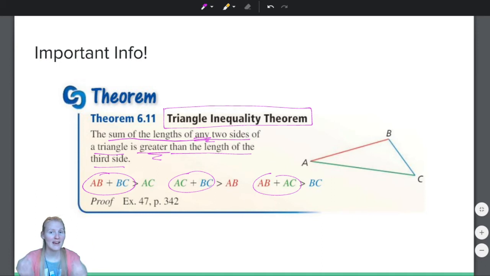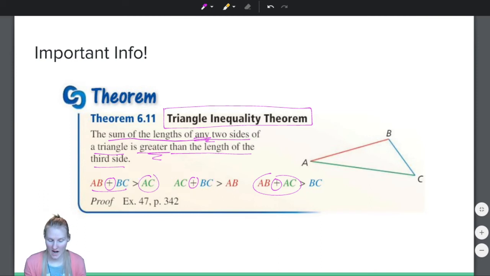Any pair of sides, when I add them together, I need to get something that is greater than the third side. So if I add the red and blue together, I'm bigger than the green. If I add the green and blue together, I'm bigger than the red. If I add the red and green together, I'm bigger than the blue. Notice how this does not say greater than or equal to. And we're going to talk more about why it is not equal to in the next slide.